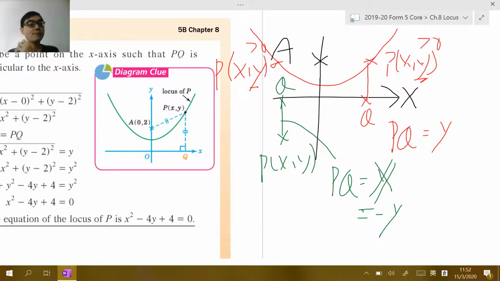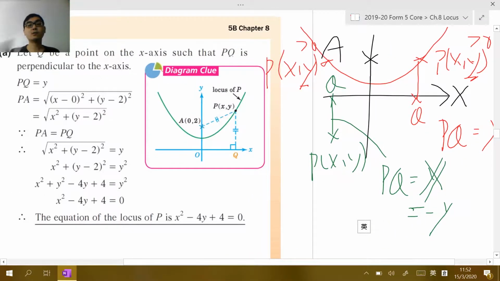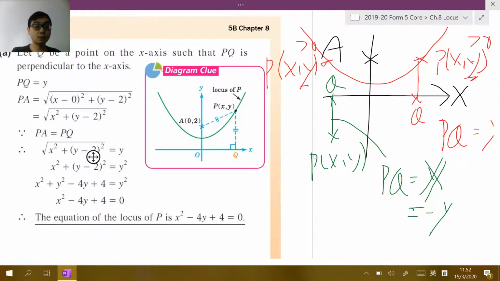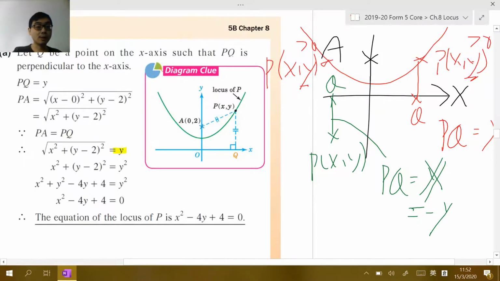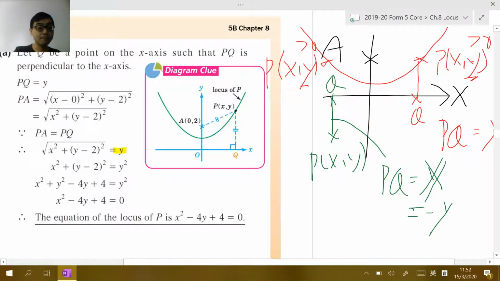But don't worry, because you have to take the square on both sides in order to simplify the expression. After squaring, both positive and negative can be cancelled. So for y, you can see in the book here, we write a positive y. But practically, we should write positive and negative y, because we don't know what it actually is. If you write positive and negative y, it is more correct than just writing y.